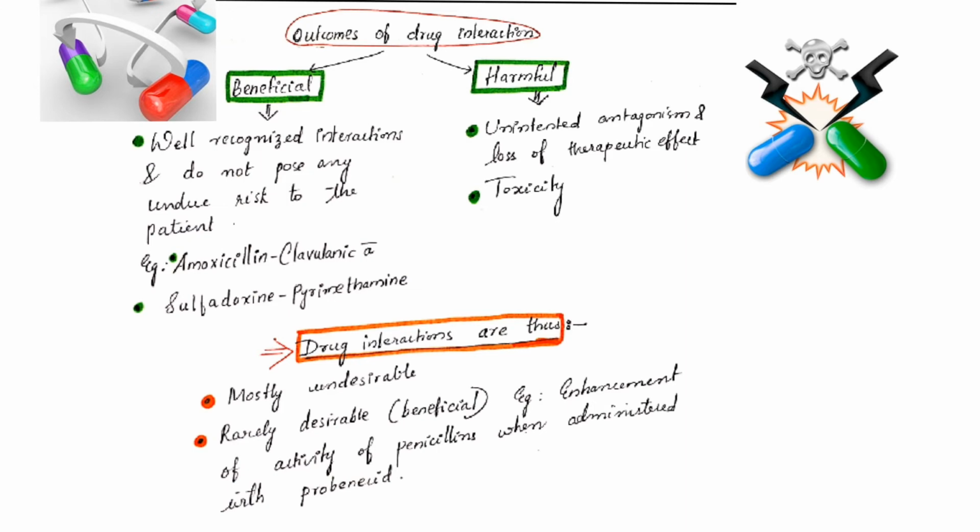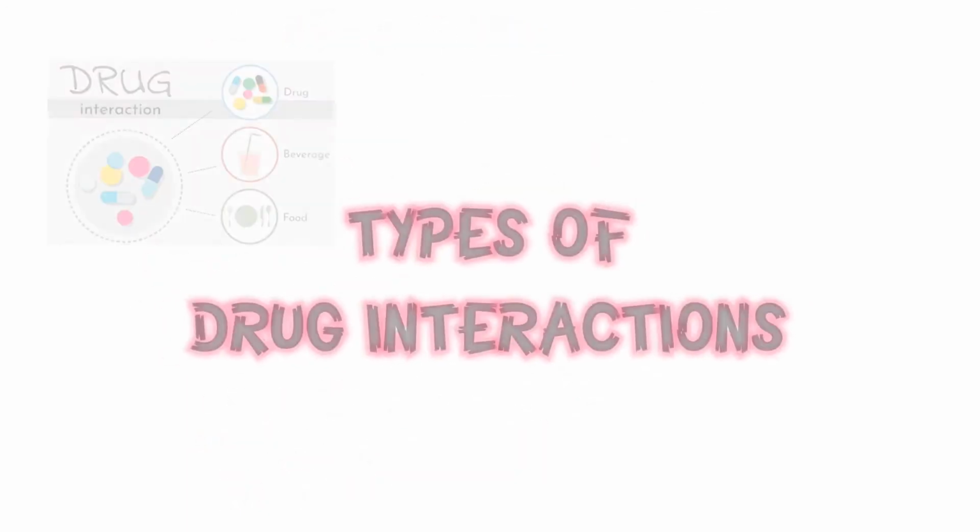The harmful case of drug interaction is unintended antagonism and loss of therapeutic effect, or it can lead to toxicity, either antagonism or toxicity. Antagonism means the two drugs cancel the effect of each other and there is no therapeutic effect. So drug interactions are thus mostly undesirable. They're rarely desirable or beneficial. For example, enhancement of activity of penicillins when administered with probenecid.